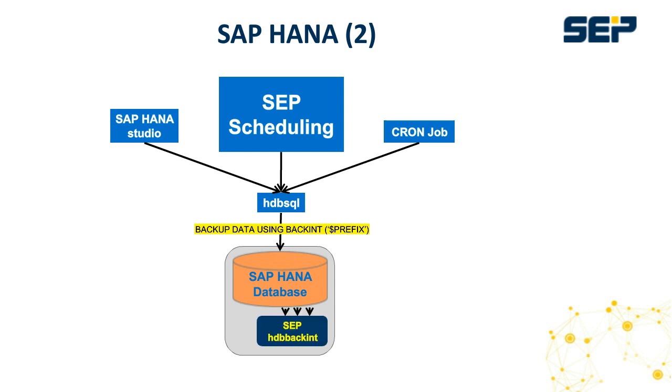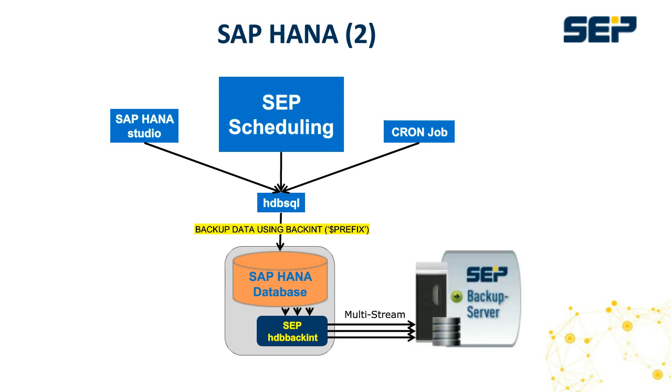On the bottom, we see the so-called SEP HTTP backend. This is our connector to the backend API, our SAP backend module, and this module directly connects to the backend API and transports the data, the database itself, the different logs and everything via our integrated multi-streaming engine to our backup server or remote device server.